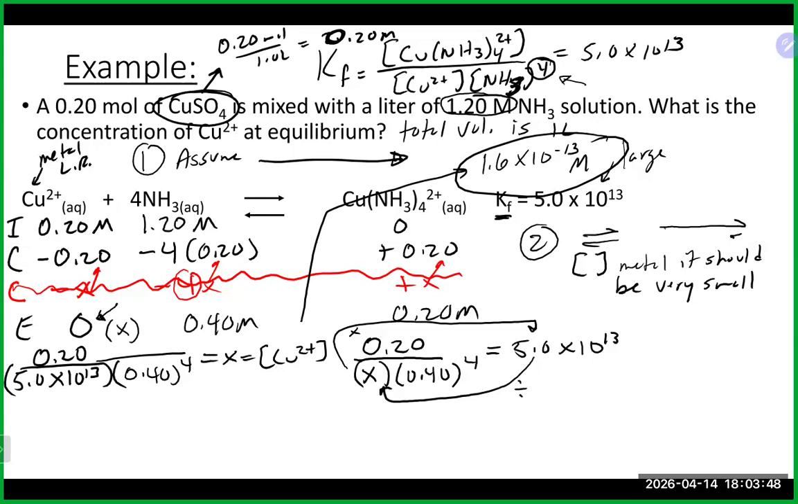Now, by the way, if you get to this point and you calculate the copper concentration and it's a large number, you definitely screwed up somewhere. Again, that's part of the assumption. You should end up with a small value for the metal. Any questions? All right, so I tried one.